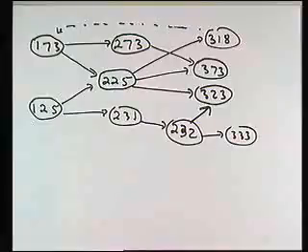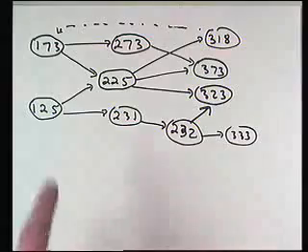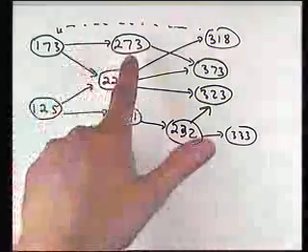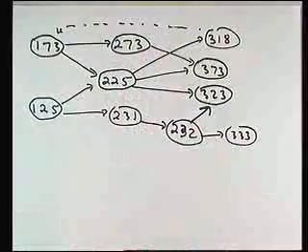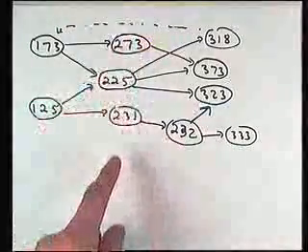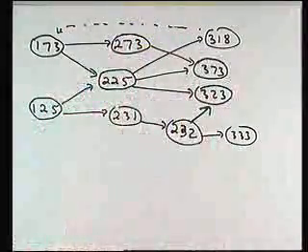You need to have vertices like 173 and 125 where there are no incoming edges. And that's where you can start. And then once you've taken those classes, that satisfies these edges, and now you could take 273 and 225 and 231 because you've taken their prerequisites. And once you take those classes, you could take these and so on.